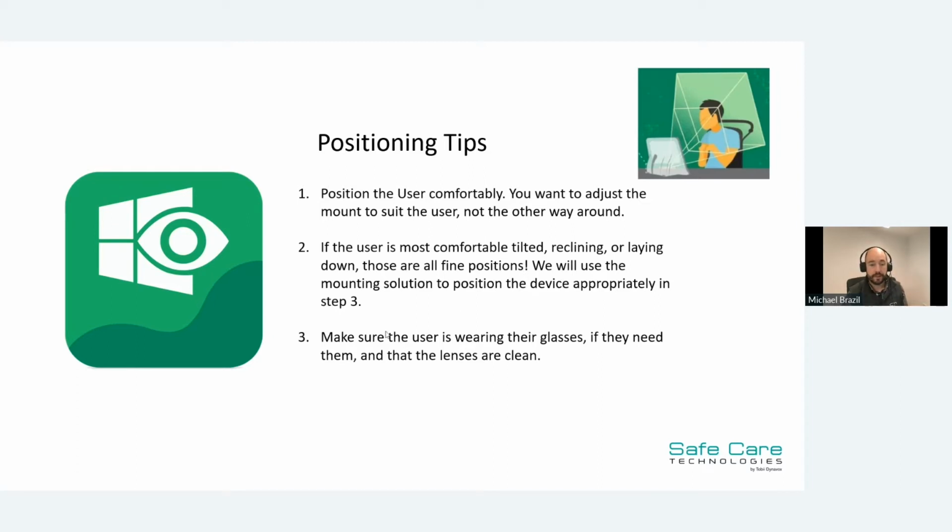Step 3 then is to make sure that the user is wearing their glasses. If you have a user that needs to wear glasses, make sure that they are wearing them, and make sure as well that the lenses on those glasses are clean. If they are foggy, it might interfere with the eye tracking, for example. So just make sure that the glasses the user is wearing are clean as well. So those are just a few positioning tips.